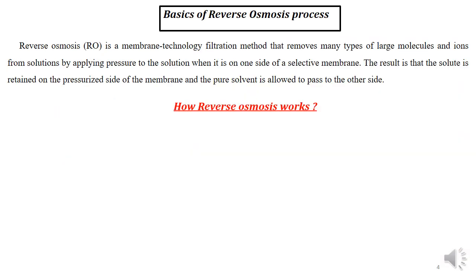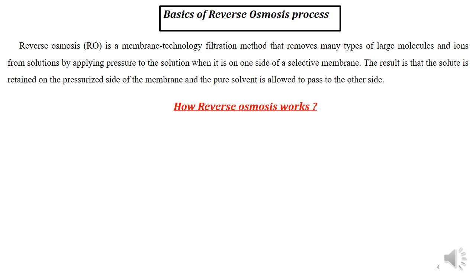So the basics of reverse osmosis process. The first one, we must know what osmosis means. So osmosis is a natural process where water molecules move across a semi-permeable membrane from a region of low solute concentration to a region of high solute concentration. This movement continues until equilibrium is reached.